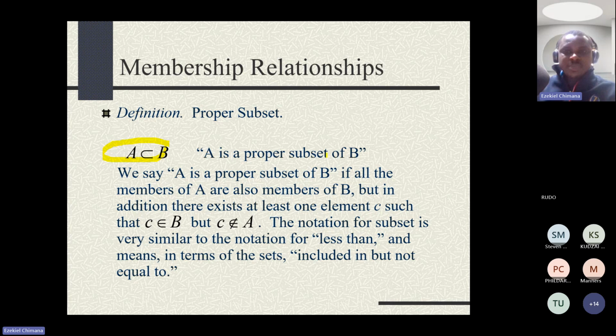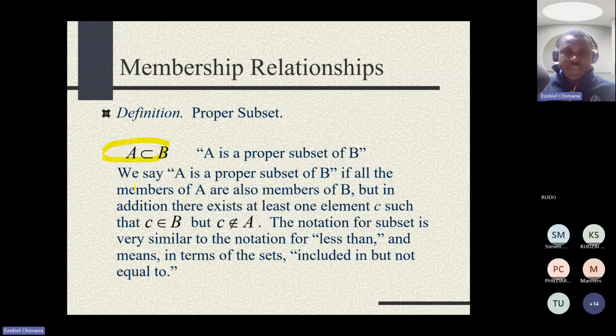And then there's what you call a proper subset. A is a proper subset of B. We say that A is a proper subset of B if all the members of A are also members of B, but in addition, there exists at least one element c such that c is an element of B, but c is not an element of A. So in other words, A is not exactly equal to B, but all the elements which are in A are also in B. So that's a proper subset of B.